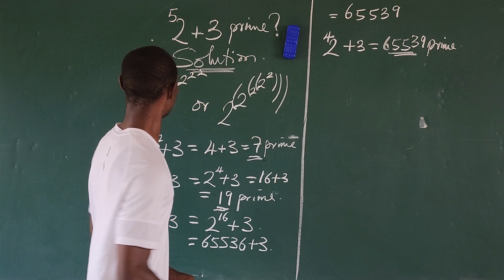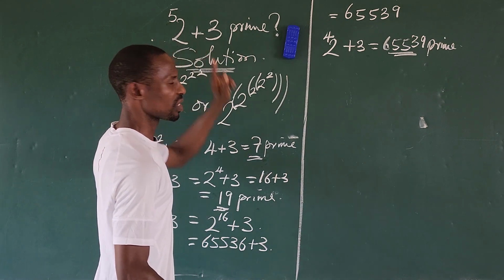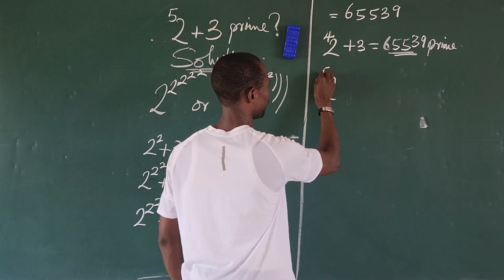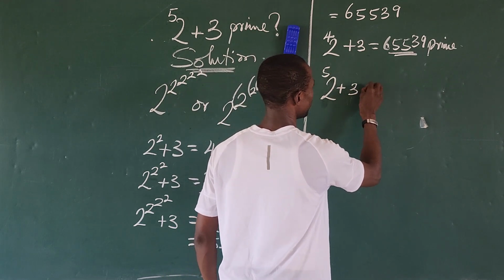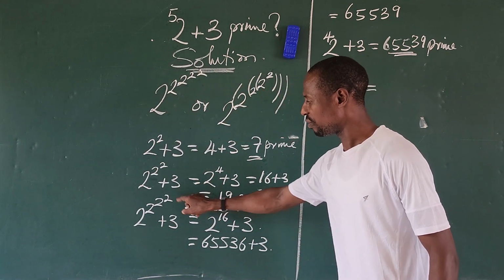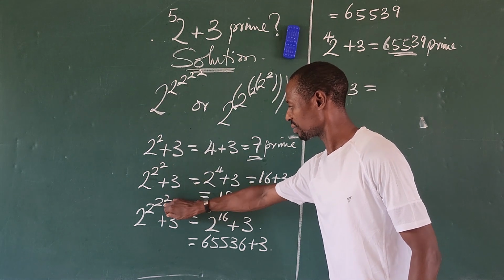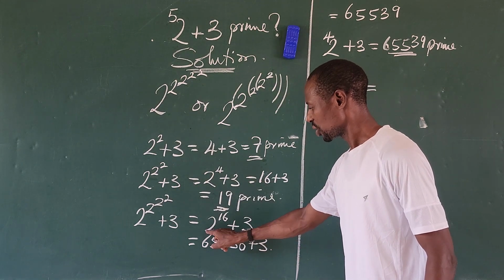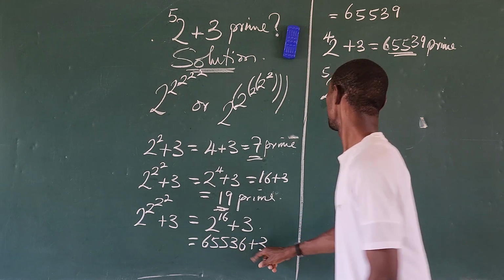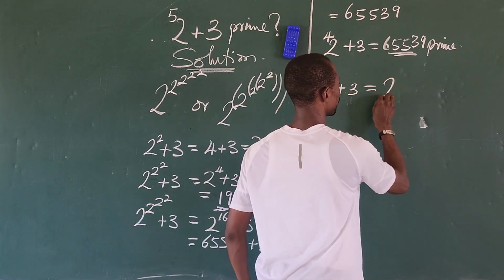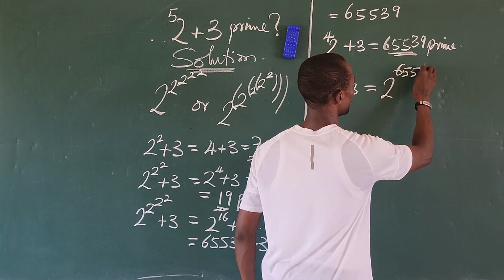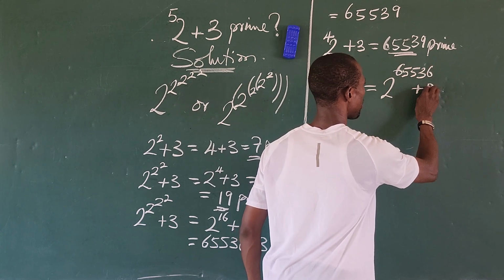Here comes the one we're looking for, which is 2 tetrated 5 plus 3. Okay, so let's write it out here. So we have here 2 tetrated 5 plus 3 will now be equal to what? We have already figured out 2 to the power of 2 to the power of 2 to the power of 2, which is what we have here to be 2 to the power of 16, and finally gives us 65536. So let's quickly write this. This is going to give us 2 to the power of 65536 plus our 3.